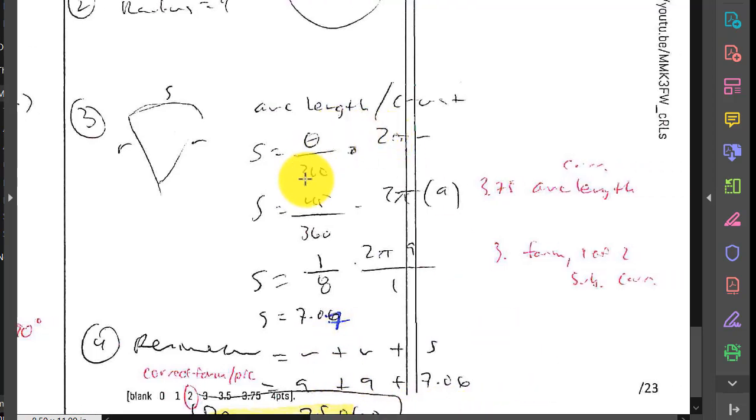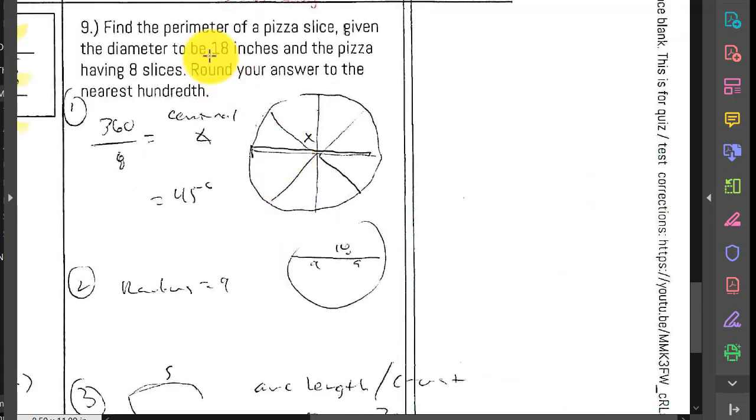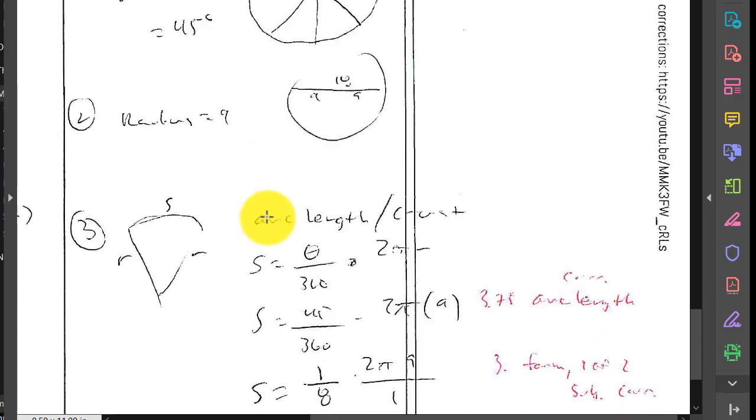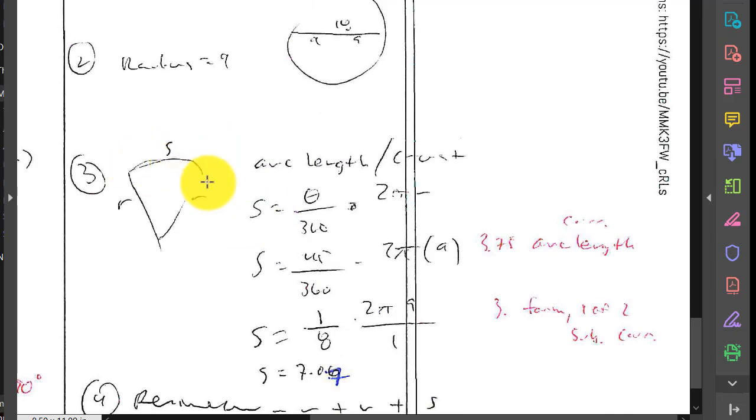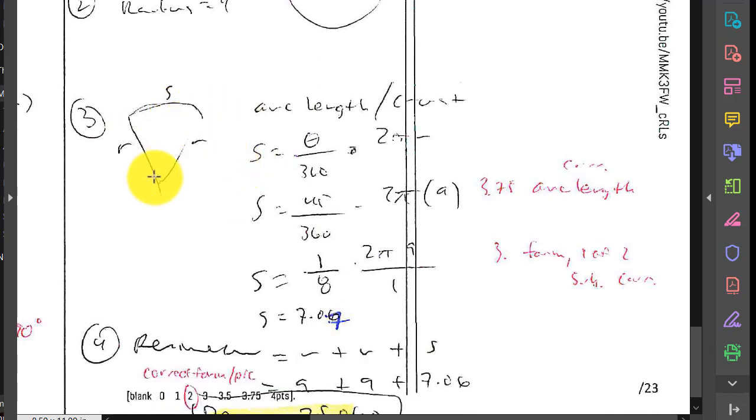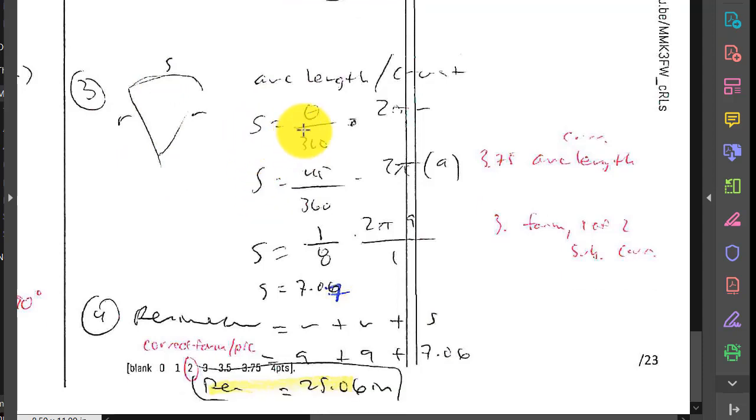My formula is the arc length, is the crust. So what I'm trying to find is just, I think it says 1 pizza slice. Find the perimeter of a singular pizza slice. So if I find just the arc length here, then I can just find the radius and add those together. So arc length is equal to theta over 360 times 2 pi r. R is equal to 9, not 18, and theta is equal to 45.